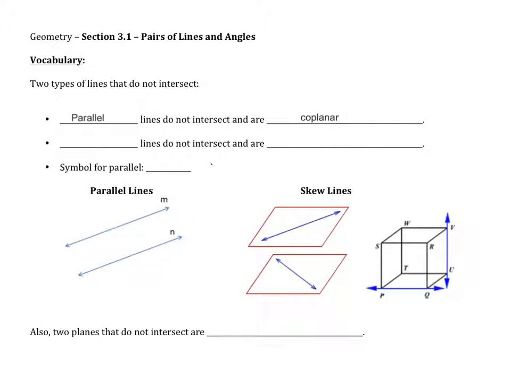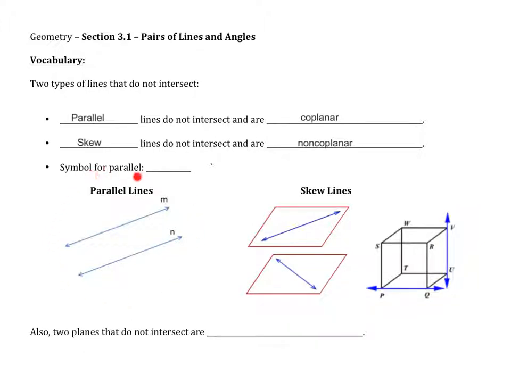So parallel lines, again, are lines that do not intersect and are coplanar, meaning that they lie on the same plane. The second type of lines that don't intersect are called skew. Skew lines do not intersect and are non-coplanar. So that means they do not lie on the same plane. And below here, I've given you two examples of parallel lines and skew lines.